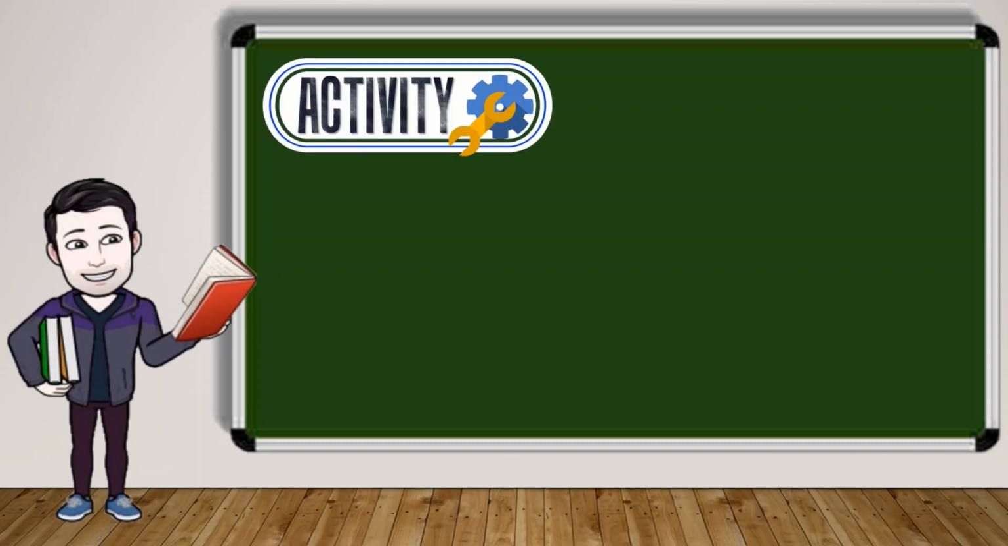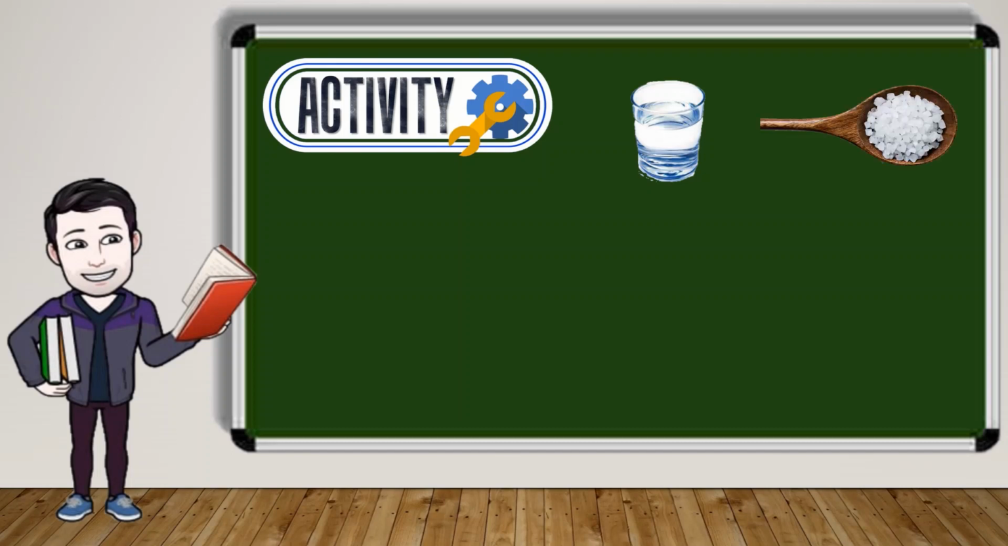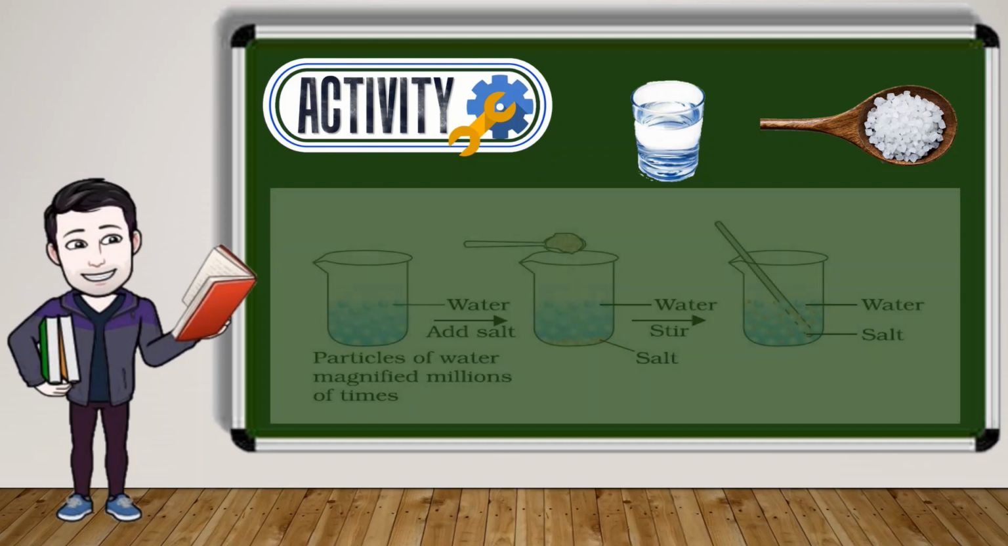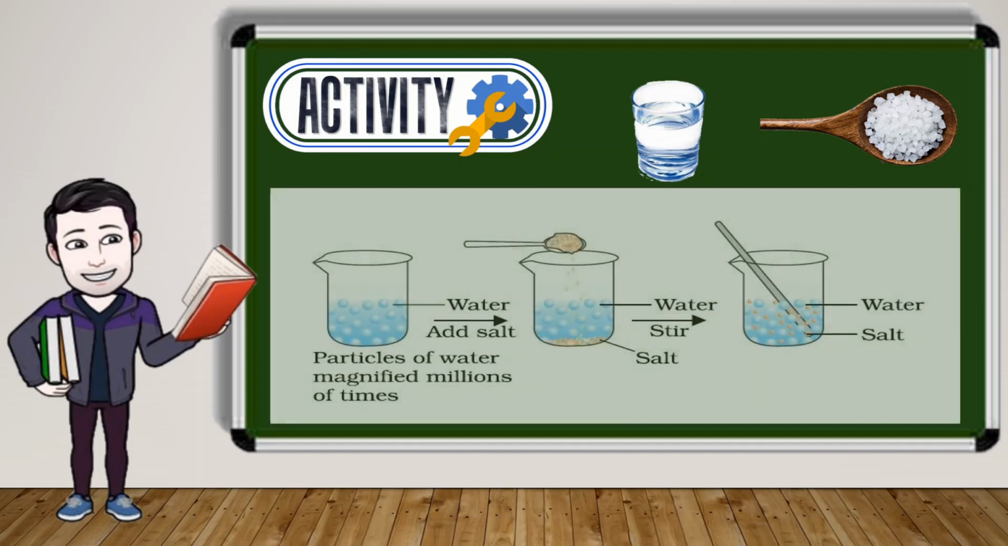In this activity, we will require a beaker, water, and salt. Let's start the activity. Take the beaker and fill it with water. Now, add a spoon of salt. Later, you will observe that salt gets dissolved in water, because the particles of salt get into the space between the particles of water. As a result, we can say that matter is made up of particles.